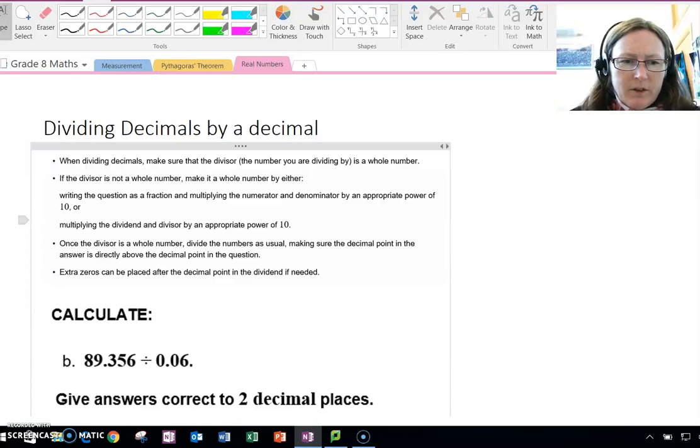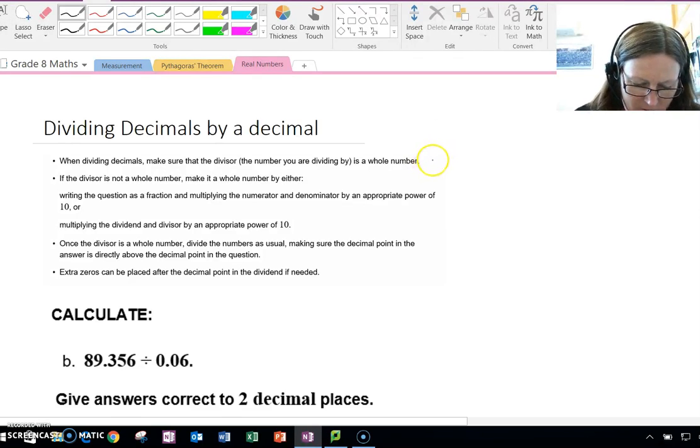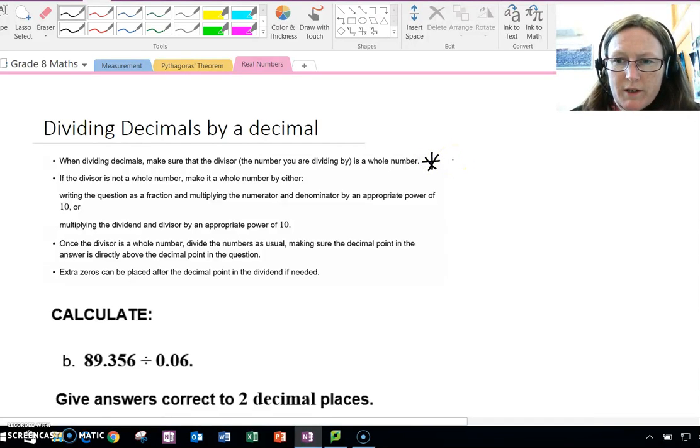Right, this is the second video on how to divide decimals. So when dividing decimals, make sure that the divisor is a whole number. In the first video, this was always the case. In this video, it's not going to be.